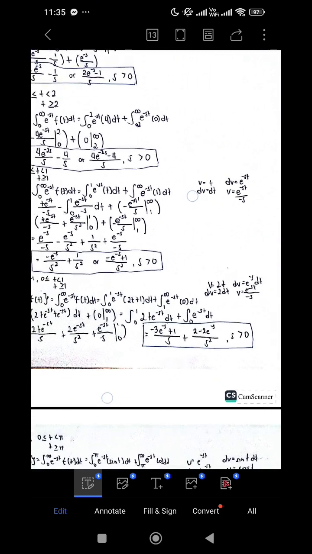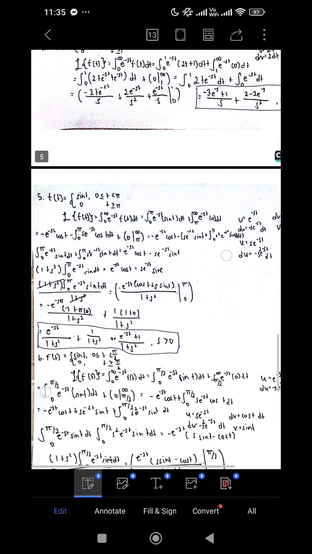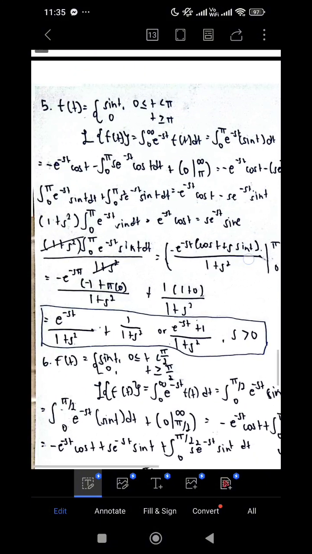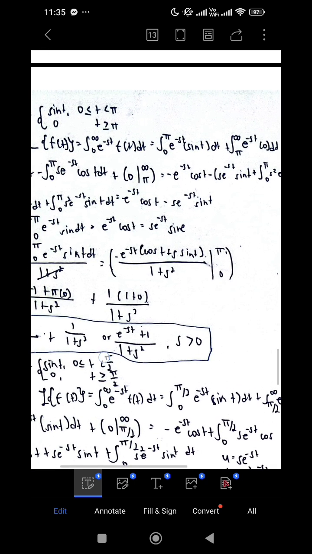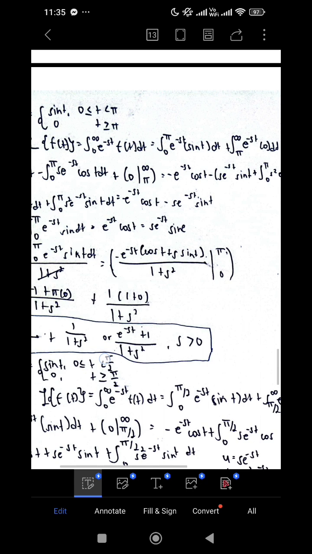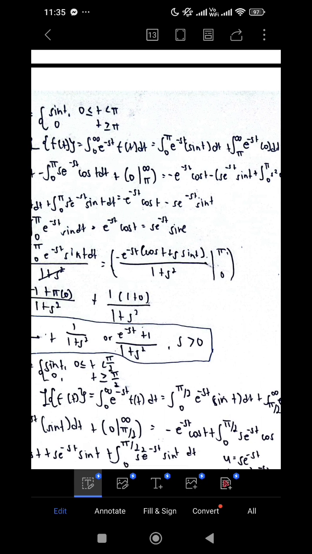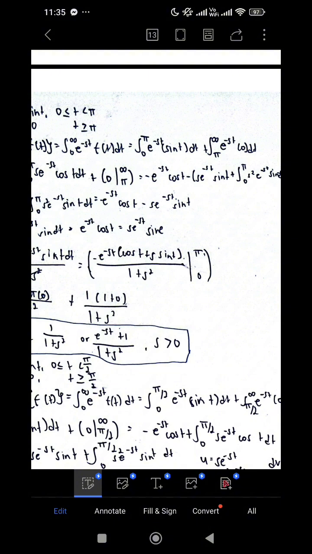Then it's the same on letter and number 4. Here it's the same, but we use the value of sine as given. So the integration with limits 0 to pi of e raised to negative st sine t dt, plus the integration with limits pi to infinity of e raised to negative st multiplied by 0 dt.